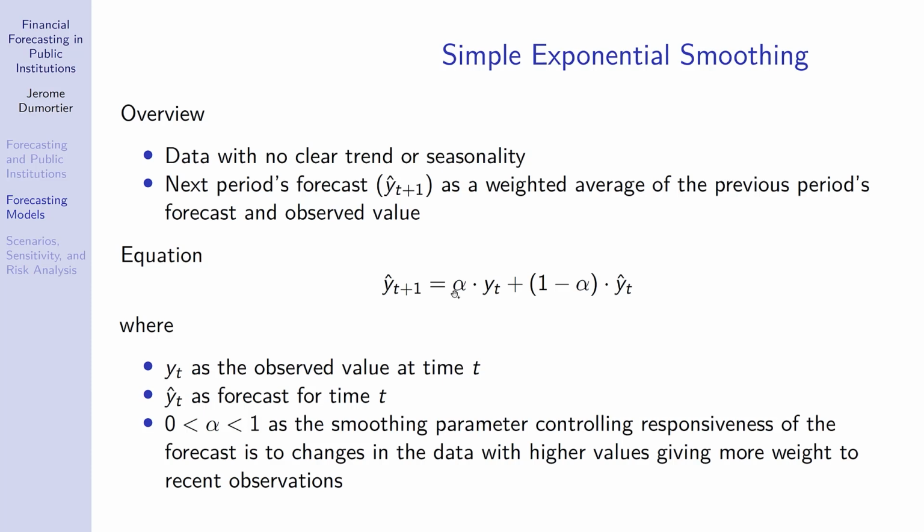Usually the values should be about 0.2, 0.3. And so you are taking the observed value in time period t, or for example, the observed value in 2019, and you are multiplying that by the smoothing parameter plus 1 minus alpha times the predicted value for 2019 in order to get the predicted value for 2020.